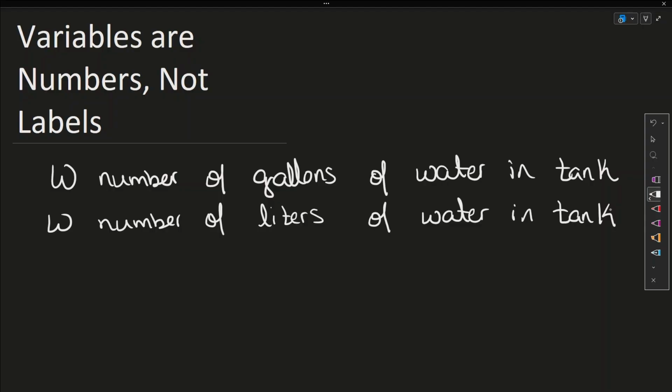The big idea is, variables stand for numbers. They are not just labels or abbreviations. When we use variables in word problems, we should define them carefully, including the unit or quantity they represent. That careful language helps students build a stronger foundation for algebra.